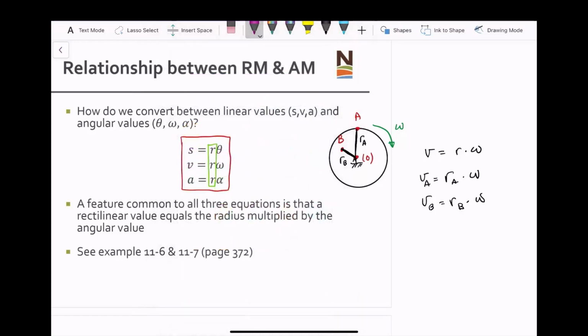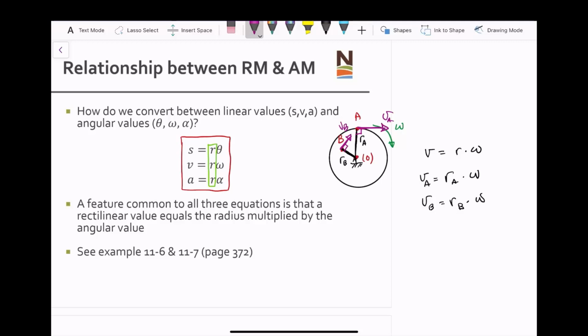So if I draw this out, it would look like this. That would be VA at 90 degrees. Similarly, at point B, its velocity would be right there. Okay, VB, 90 degrees to that radius arm at B.